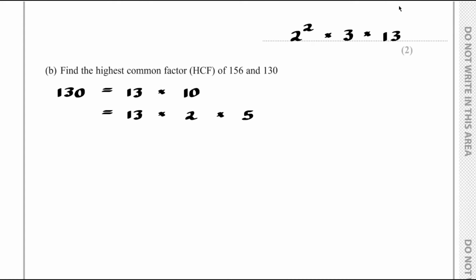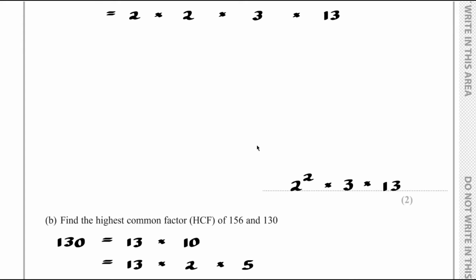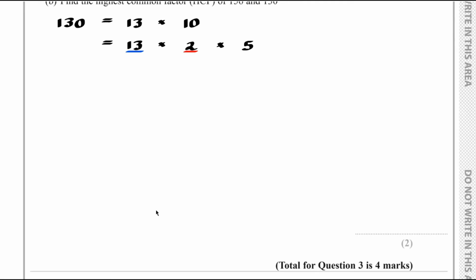Let's see what is common to both. What is common to both is the 2 and the 13. So to find the highest common factor, we multiply 2 by 13, which gets us 26. So the highest common factor is 26.